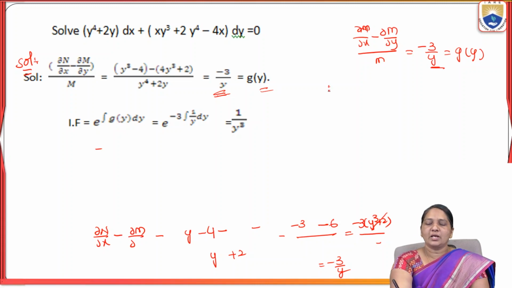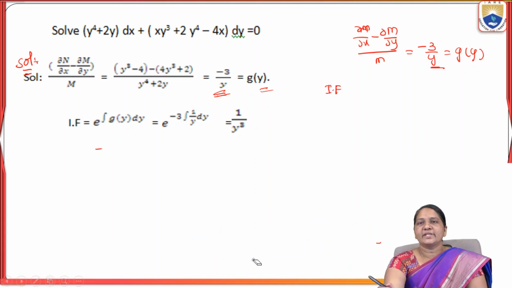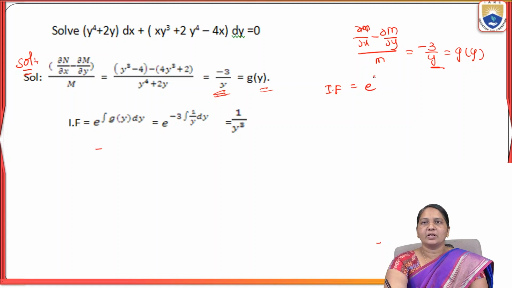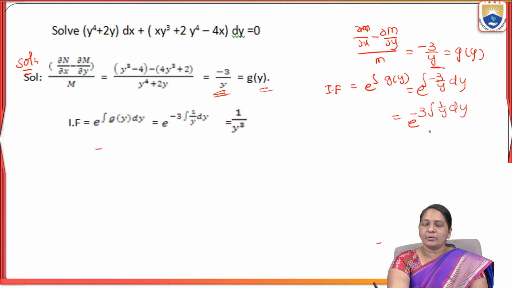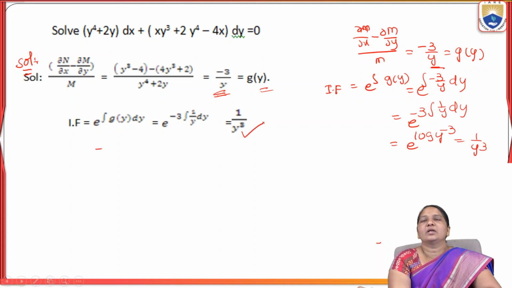So now we can calculate the integrating factor. What is the integrating factor here? e to the power integral g of y dy. So e to the power integral of −3/y dy. Here −3 is the constant. The integral of 1/y dy is log y. So here log y to the power −3, that means I got 1/y³. This is the integrating factor.